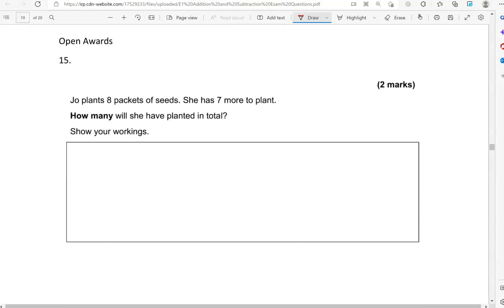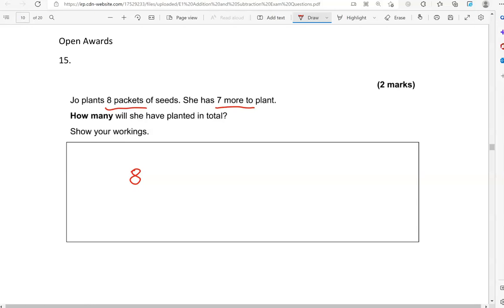Jo plants 8 packets of seeds. She has 7 more to plant. How many will she have planted in total? Show your workings. So from 8, we'll need to add 7 more.